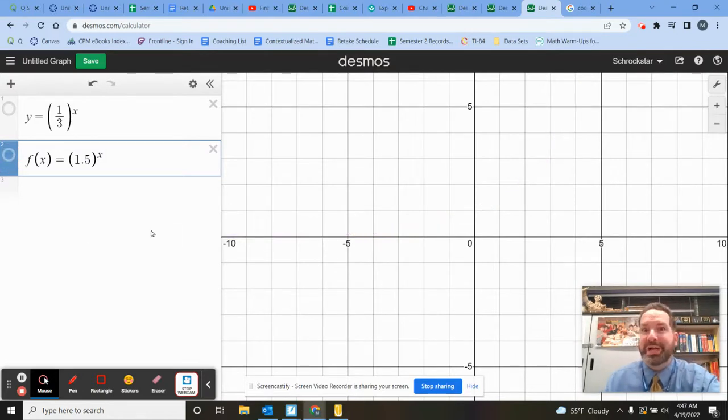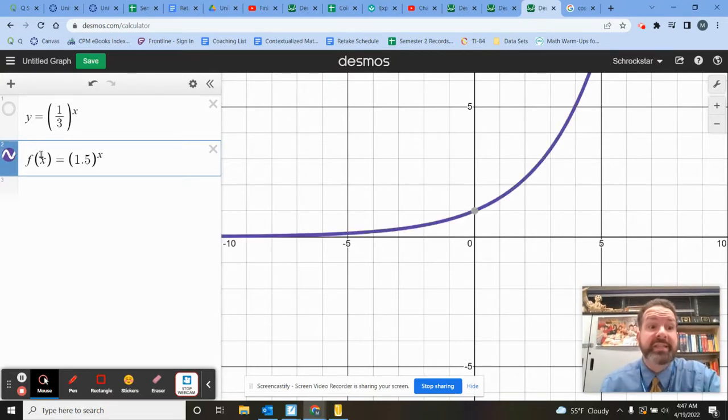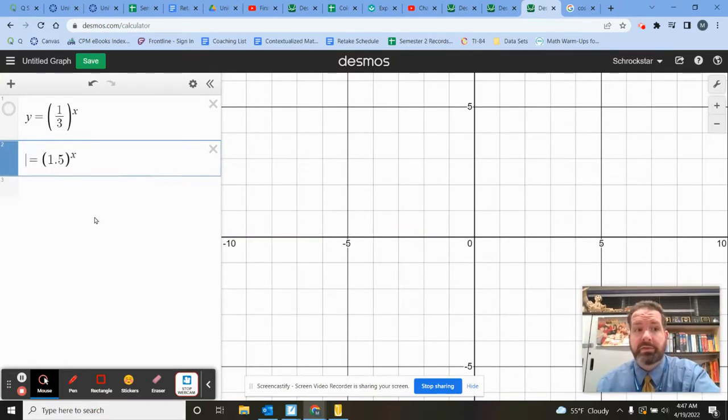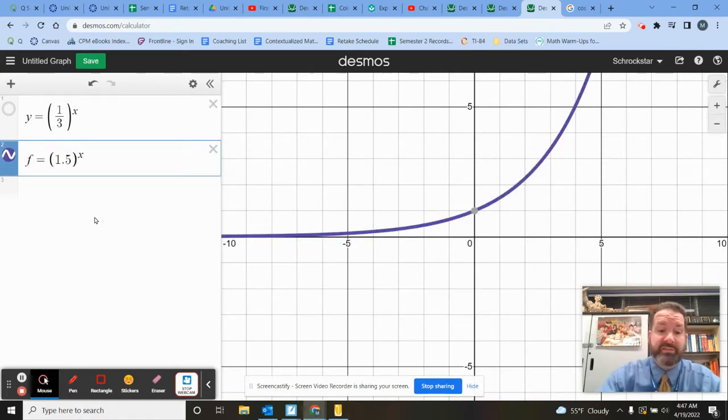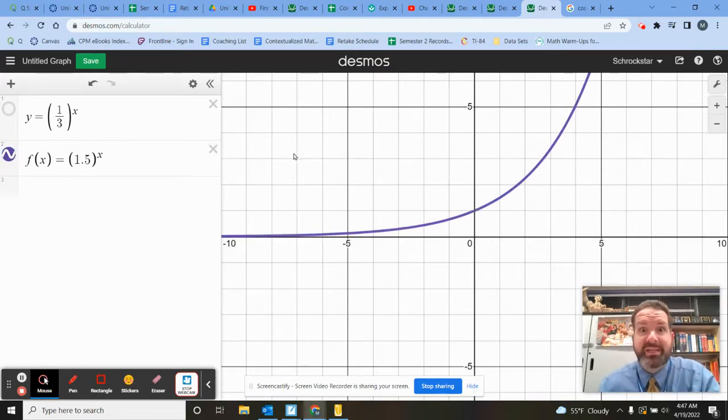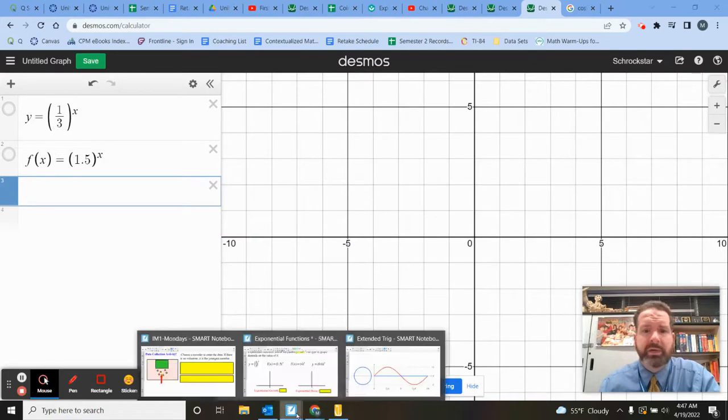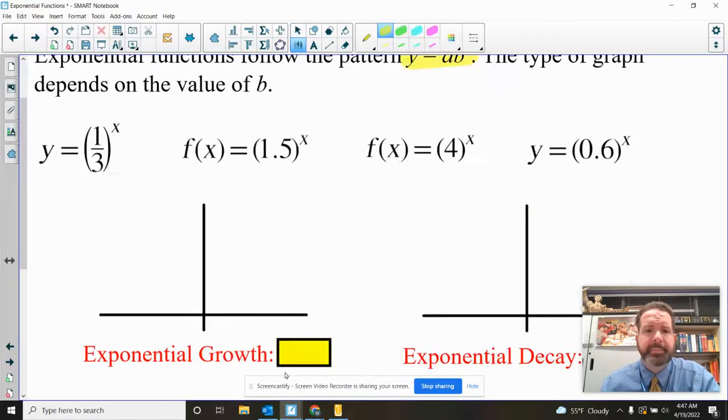Now, did you notice how the first one was y equals and the second one was f of x equals? It makes no difference. They are the same thing. So when you see either notation, it doesn't change what the graph is. So I'll use those interchangeably. On your practice, you may see those used interchangeably as well. Okay, let's keep going here. We got two more to look at.